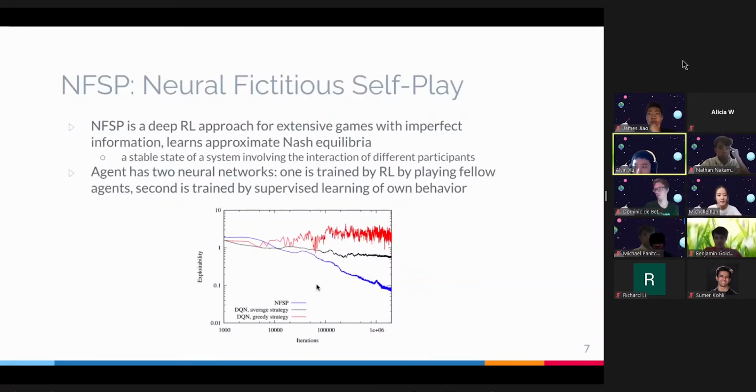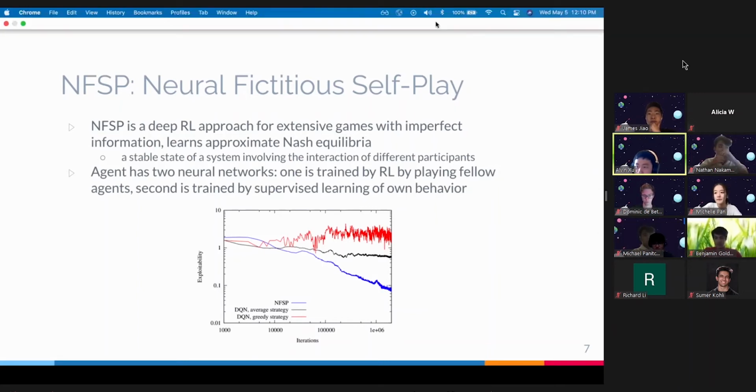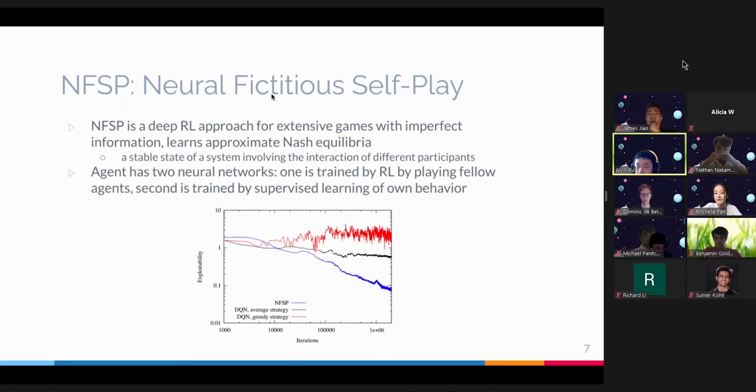So another approach is NFSP, which is essentially neural fictitious self-play. This is a deep RL approach for these imperfect information games where it learns approximate Nash equilibrium. And a Nash equilibrium is essentially a stable state of a system involving the interaction between all these different participants, in our case, all the different players within a particular poker game.